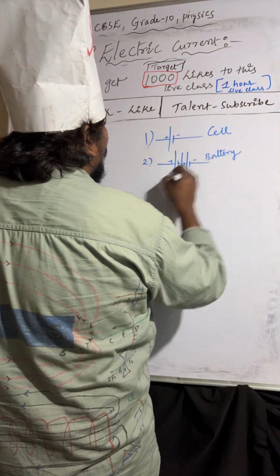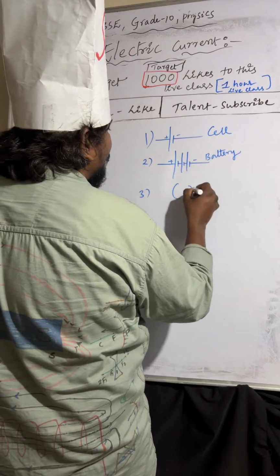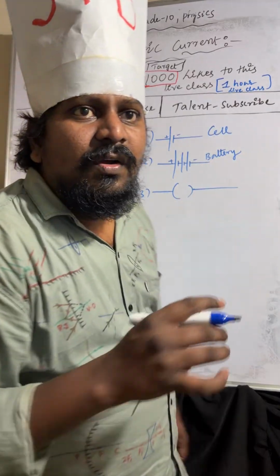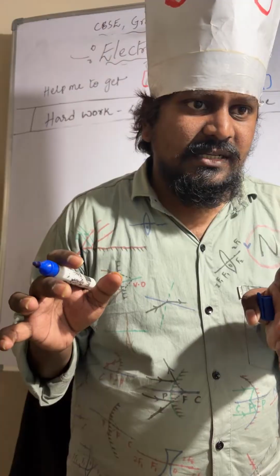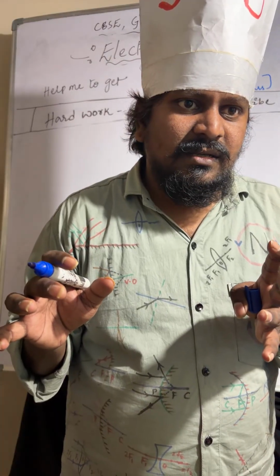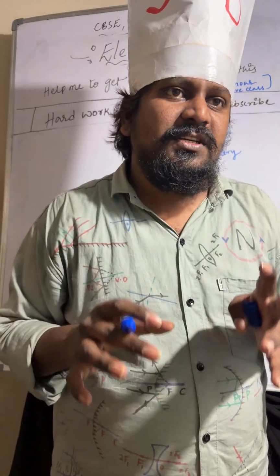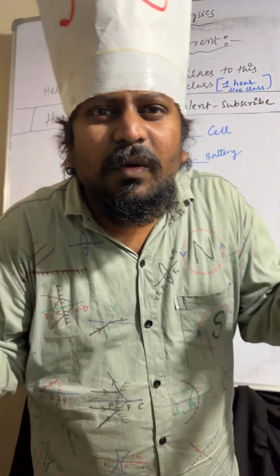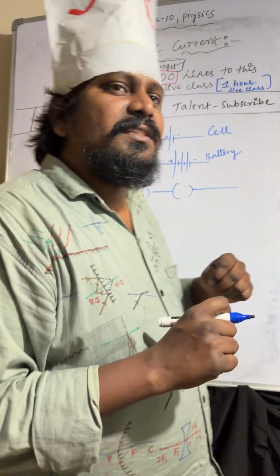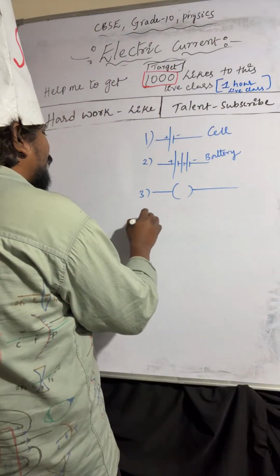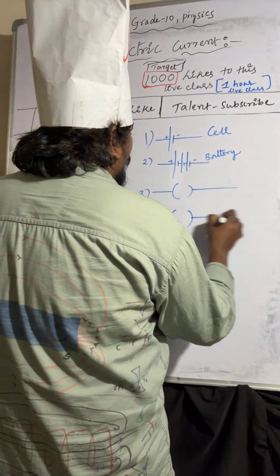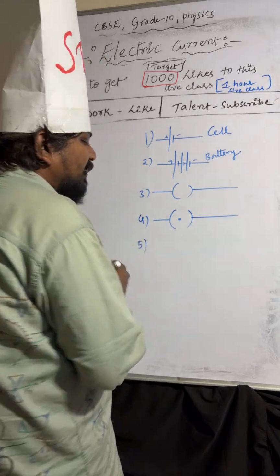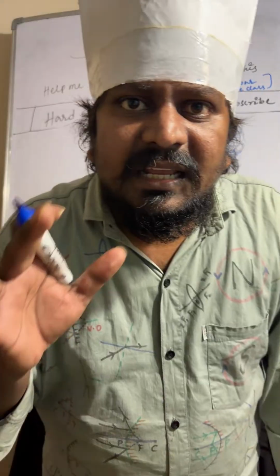Next one, third one is the open switch. This is the open switch. Open switch and closed switch. Right? Yes. So the fourth one is the closed switch. Closed switch. And coming to the fifth one, resistor.